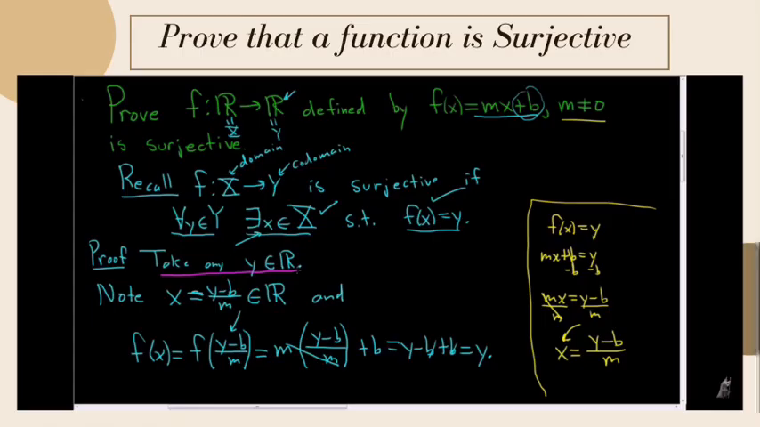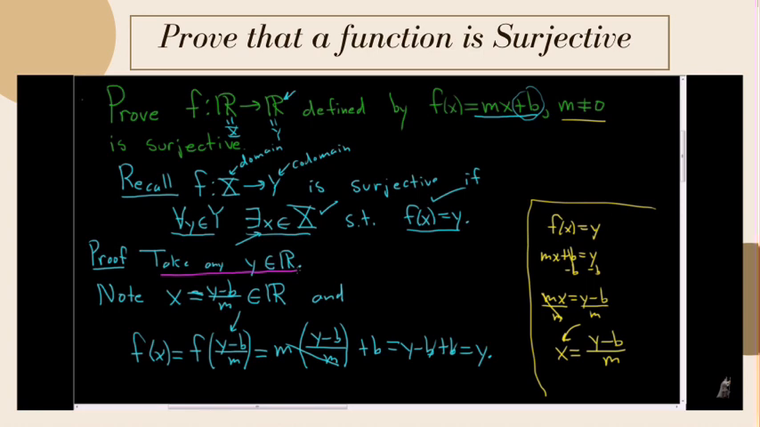and the set Y is called the codomain of the function. So now, I will be proving that a function is surjective. So we have a function f from the set of real numbers into the set of real numbers defined by f of x equals mx plus b. We're told m is not 0, and we have to prove that this function is surjective.